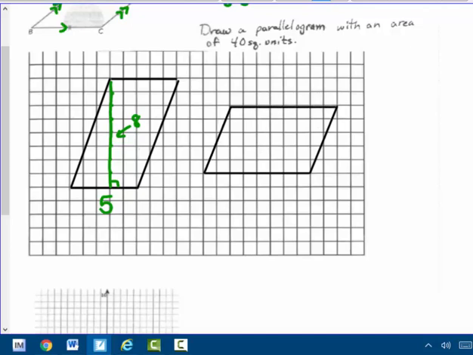So here's my base of 8 and my height of 5. 1, 2, 3, 4, 5. Yes, I did get that. So either way, it's 8 by 5. You could draw, if you want, a 20 by 2 or a 4 by 10.